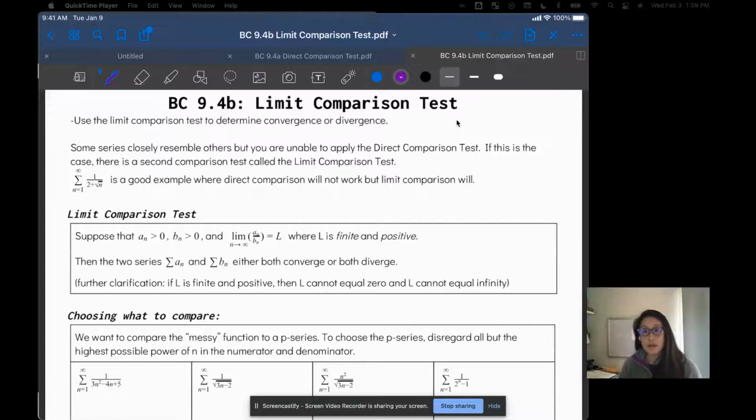Next up is the limit comparison test. This is a good test if the direct comparison test doesn't work, and also for really messy looking algebraic functions. So let's take a look at this example.